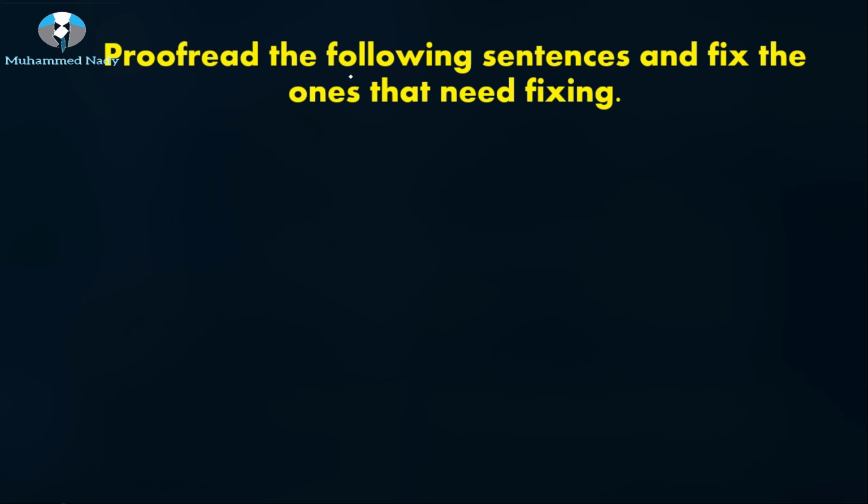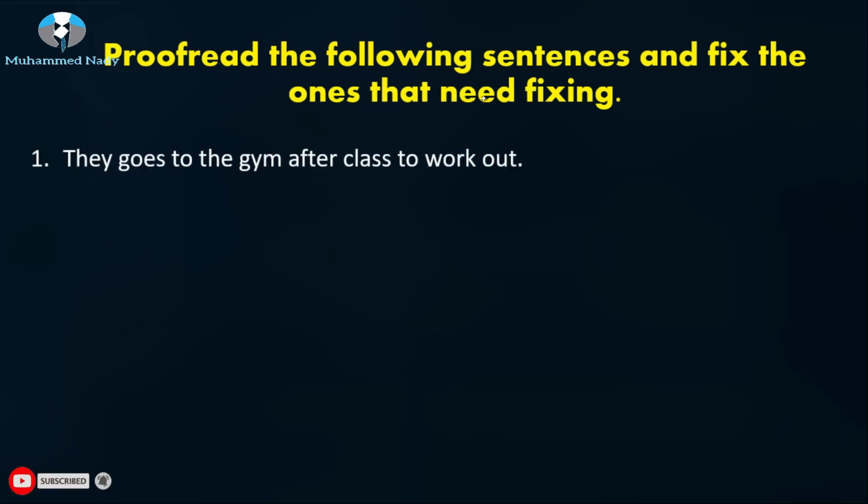Okay? Now we have some examples. I want you to proofread them and fix them if they need. The first one. They goes to the gym after class to work out. Of course, we need to know first where the subject is and where the verb is. Here is the subject and here is the verb. This subject is plural. It should have a hidden S here, and this verb is singular. It has an S. That means they don't agree together. The subject and the verb, they have to agree together. So we have two things to do. Whether we change this into he, or we change this into go. So the sentence could be he goes, or they go. Any of them is correct.